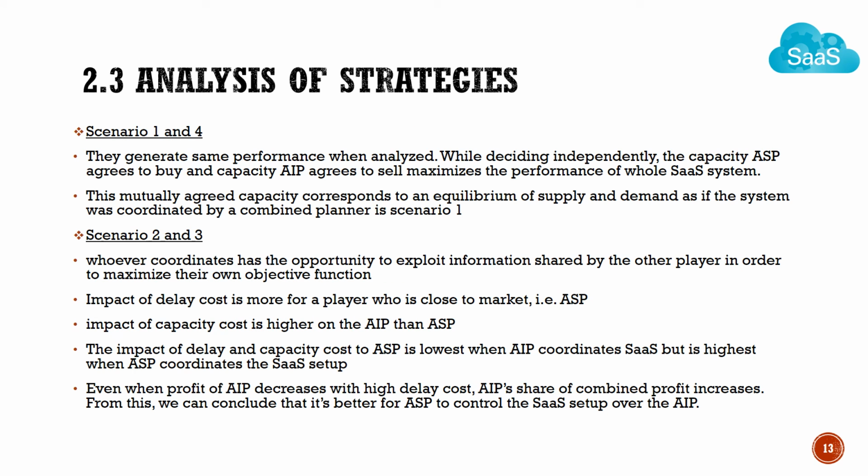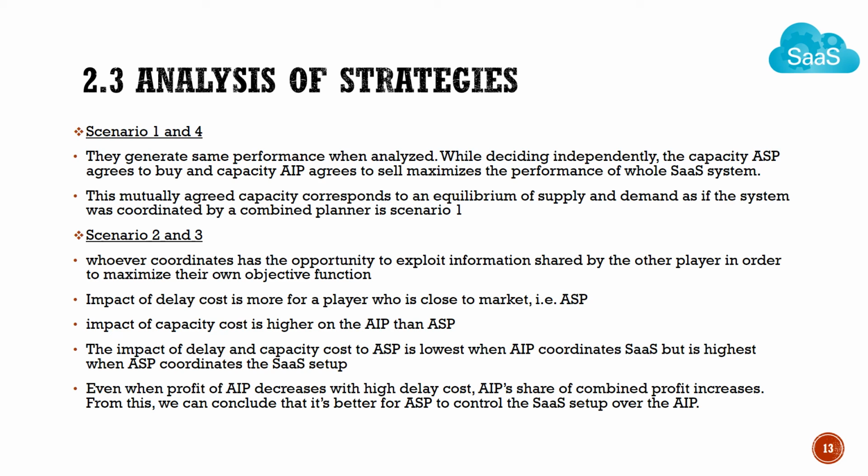After analyzing the model with these 4 scenarios, we came up with these results. The central planner situation and the independently competing situation result in almost the same performance. In the independent competing strategy, the capacity that ASP agrees to buy and AAP agrees to sell maximizes the overall performance. So this mutually agreed capacity corresponds to an equilibrium situation as if the system is coordinated by a central planner. So this makes both situations give the same performance.